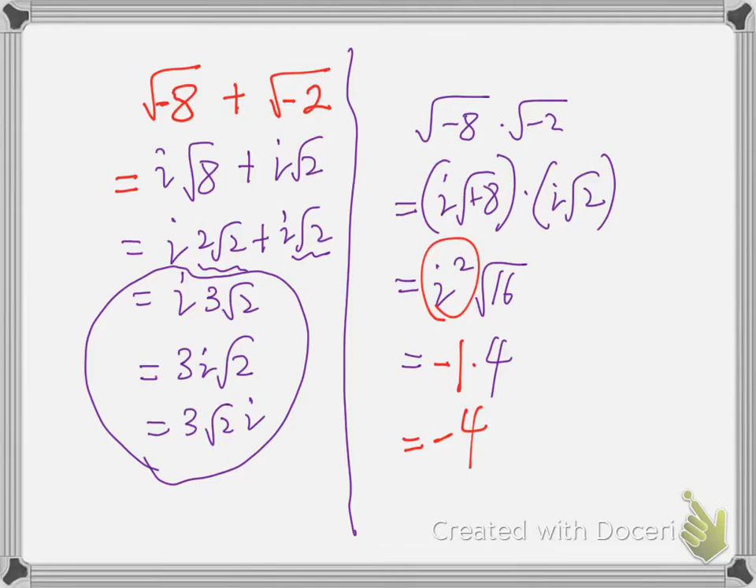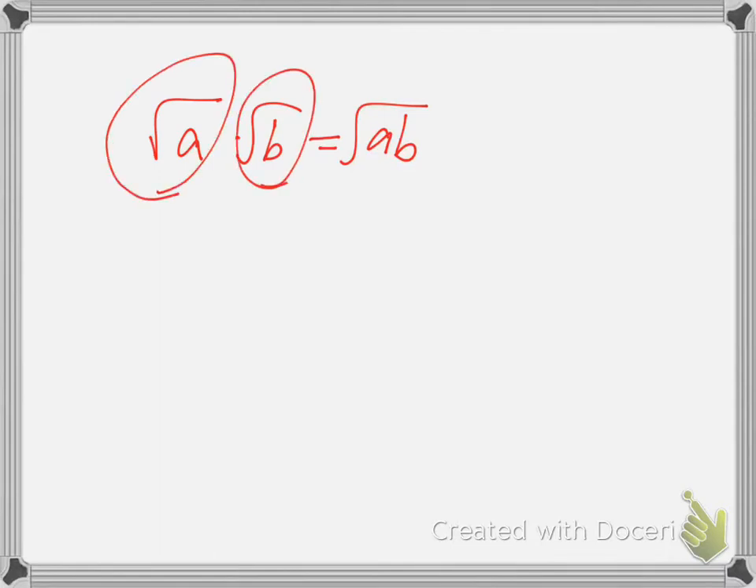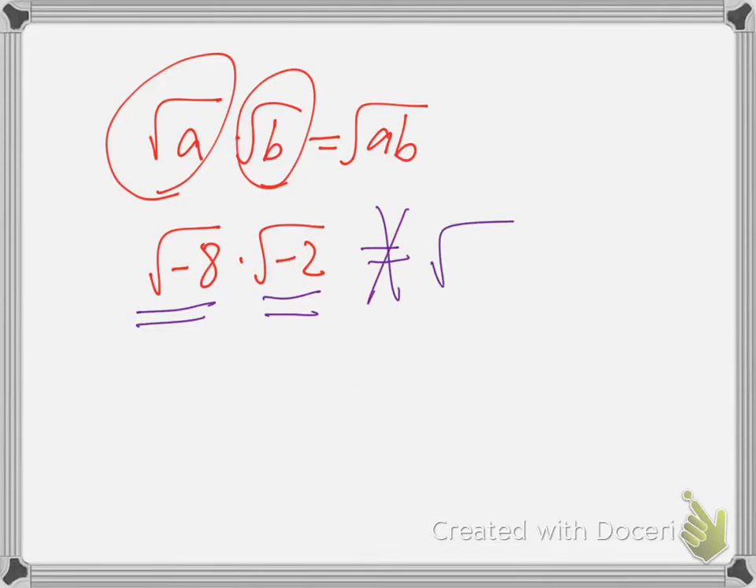So you have to be very careful. Before this lecture, we had radical A times radical B equals radical AB. This formula is true if and only if radical A and radical B are both real numbers. But in our previous example, the square root of negative 8 times the square root of negative 2, they are not real numbers, since there is an imaginary letter i. So this is not equal to radical of negative 8 times negative 2.